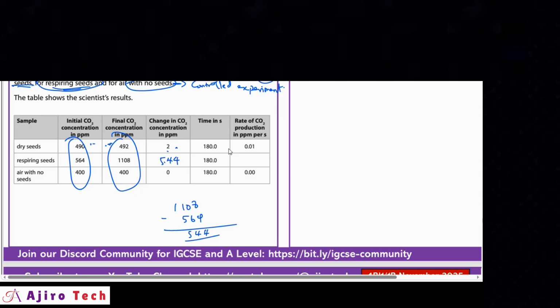Okay, let me check again. This 10 is 4. This remains 0. That's 544. And for the rate of carbon dioxide production in parts per million, you are going to divide, and then you get your values here.